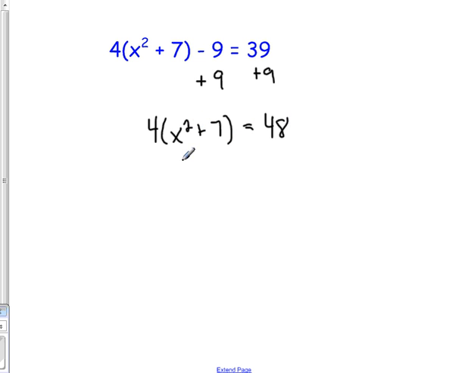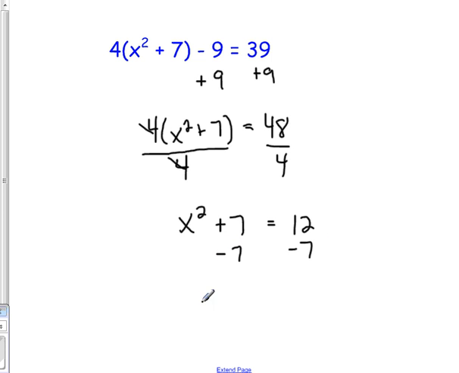Now there's a couple of right things you could do here. One is you could distribute the 4. That's totally right. You could definitely do that. Or what I'm going to choose to do is just divide by 4 on both sides. And those are going to cancel out. We get x squared plus 7 equals 12. And then I would subtract 7 from both sides. I get x squared equals 5.